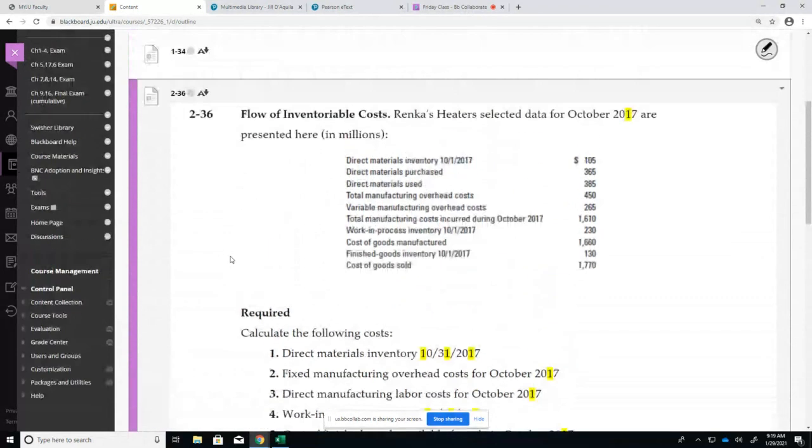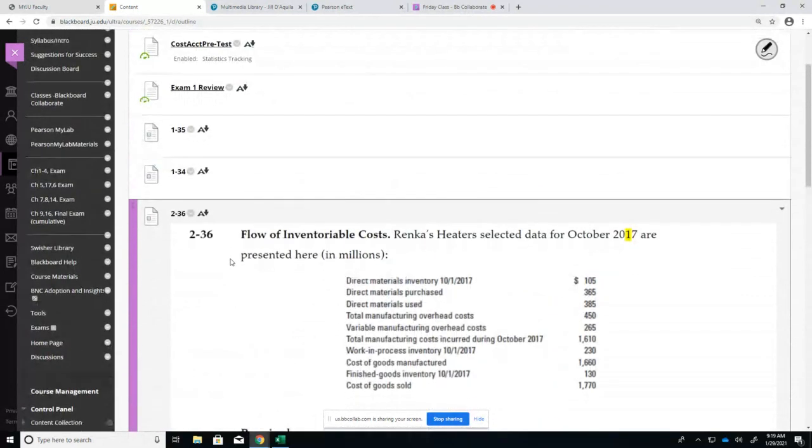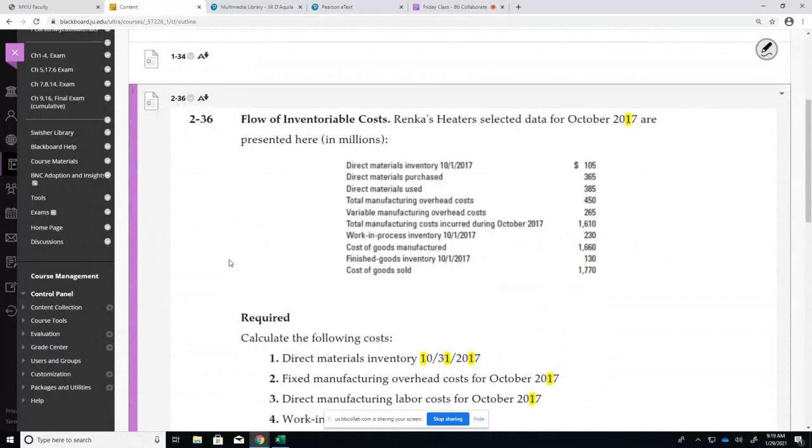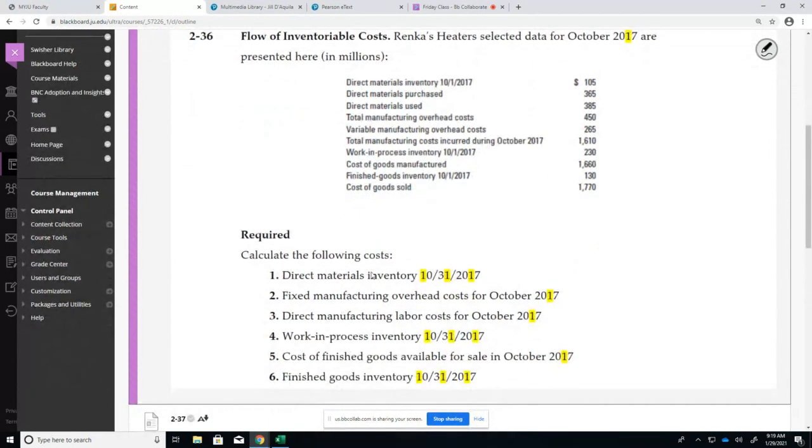It's through Pearson, so you'll be doing it the same place where you work on your homework. So let me just make sure I don't do that one with you. Nope. Flow of inventoriable costs. So we've got heaters. Well, that's appropriate this morning. And we've got a whole bunch of information here. And they want us to calculate direct materials at the end of the month, fixed manufacturing overhead costs for the month, direct labor costs for the month, work in process, cost of goods available for sale, and finished goods inventory.